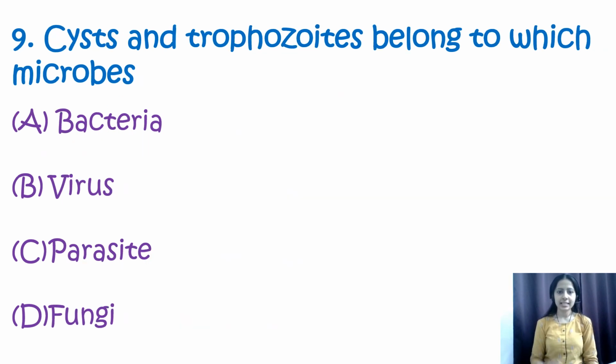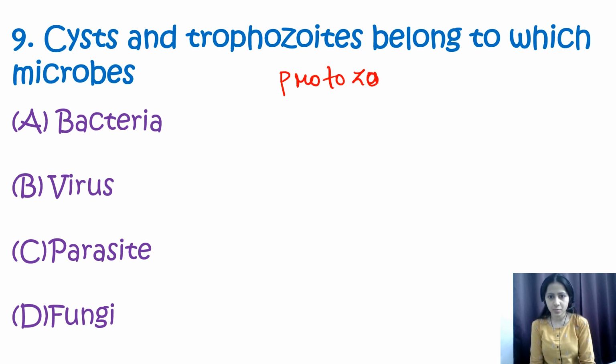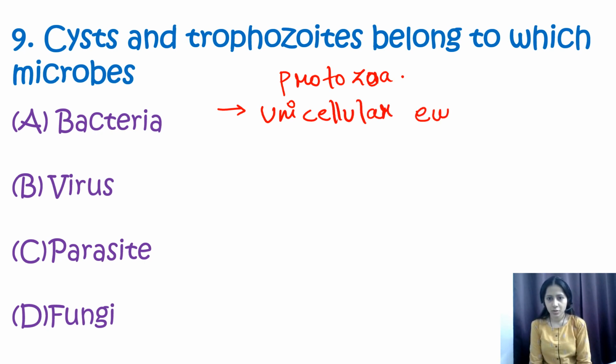Question number 9. Cysts and trophozoites, they belong to which microbes? Options are bacteria, virus, parasites and fungi. So cysts and trophozoites, they belong to parasites. They are basically the two forms which are associated with the parasitic organisms, the protozoa. They are basically unicellular eukaryotic organisms.